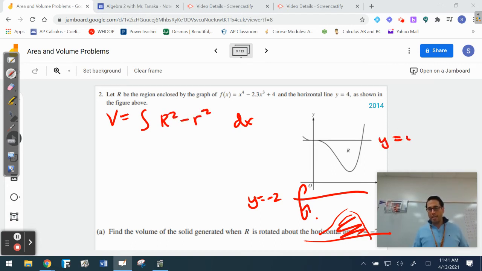It says this is y equals 4. If it's dx, I'm going to go from x equals 0 to x equals what? I need to know where they intersect. Well, let's find out where they intersect. And they intersect at 2.3. Now, how do I find that? Plug that in y1, plug that in y2, figure it out right now.